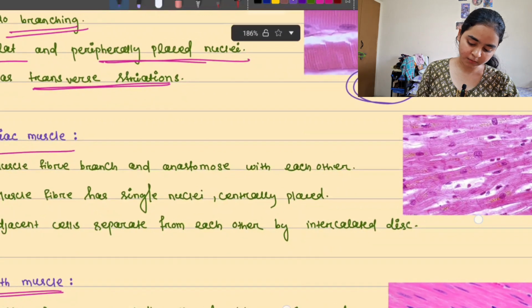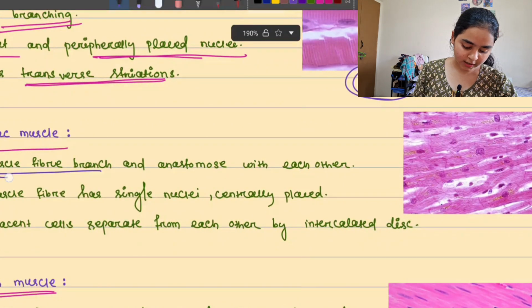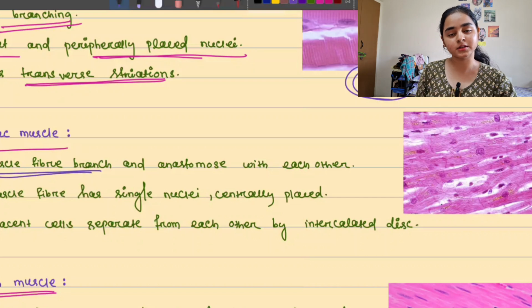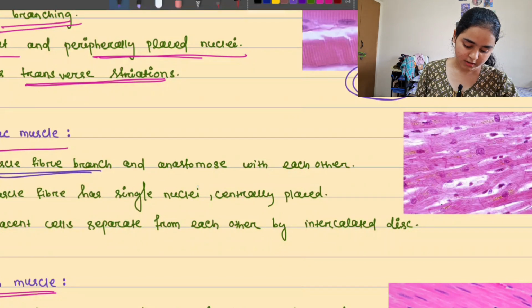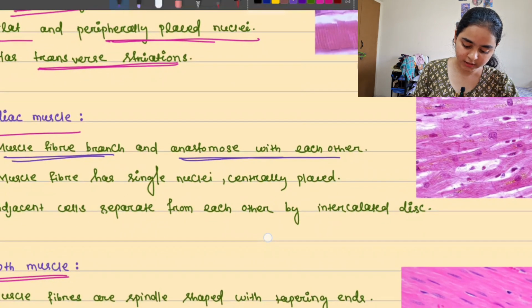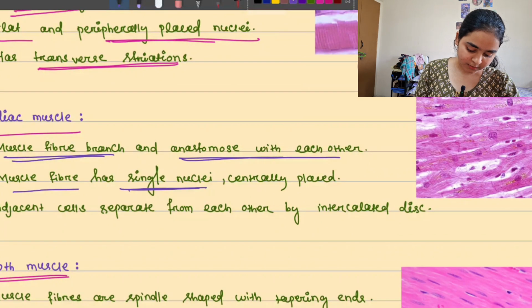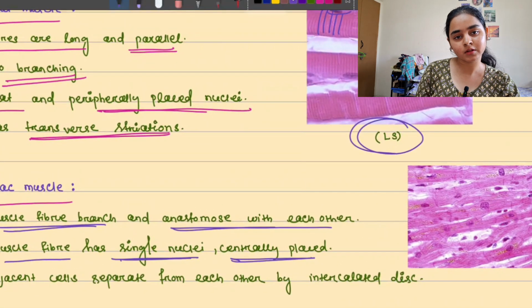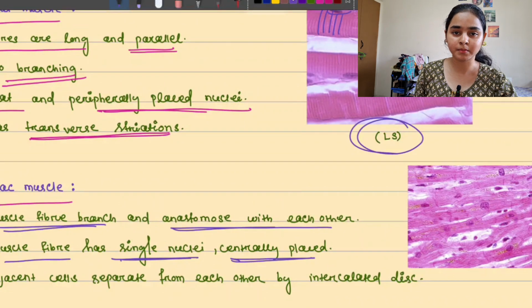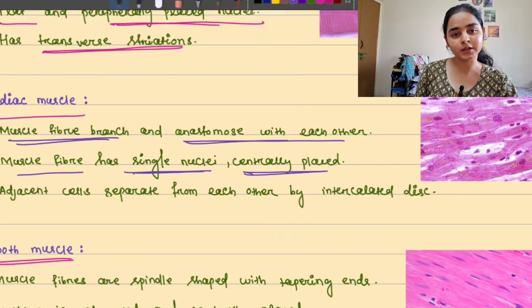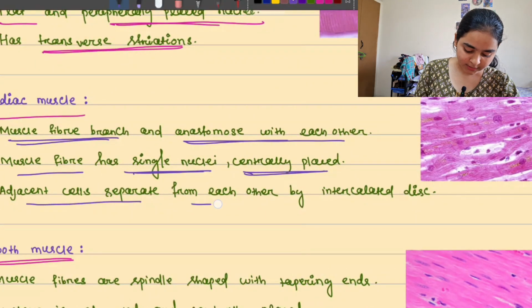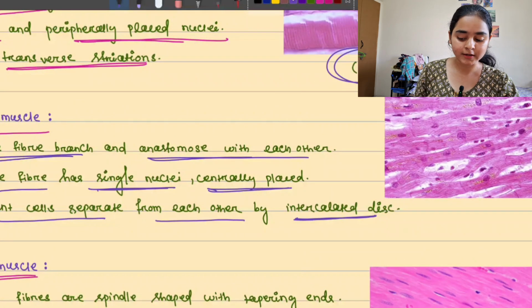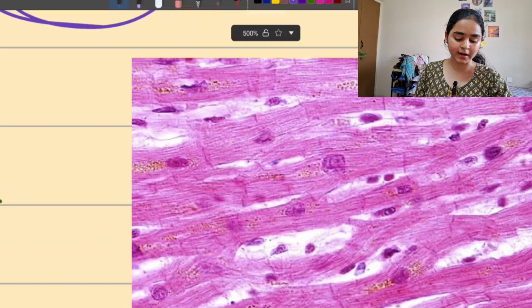Okay, so now coming to the cardiac muscle. In the cardiac muscle, the muscle fibers branch. This is the differentiating feature between the skeletal muscle and the cardiac muscle. Here the muscle fibers branch and anastomose with each other. And the muscle fiber has a single nucleus that is centrally placed. In skeletal muscle, the nuclei is placed peripherally, but in the cardiac muscle, the nuclei is centrally placed. And the adjacent cells are separated from each other by intercalated disc. Intercalated disc is only the feature of cardiac muscle.